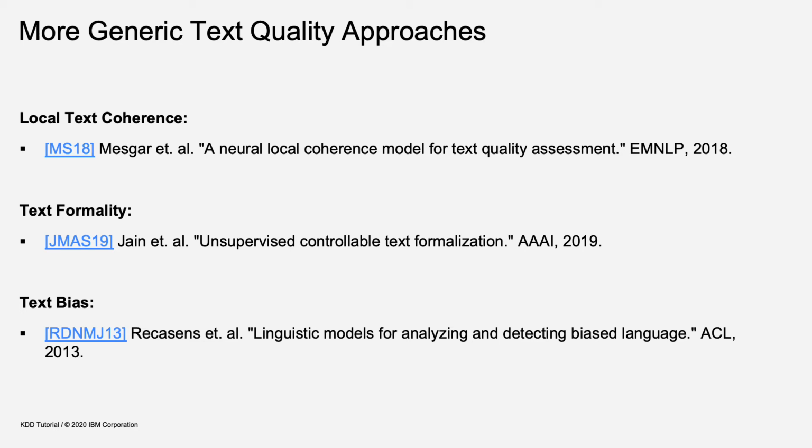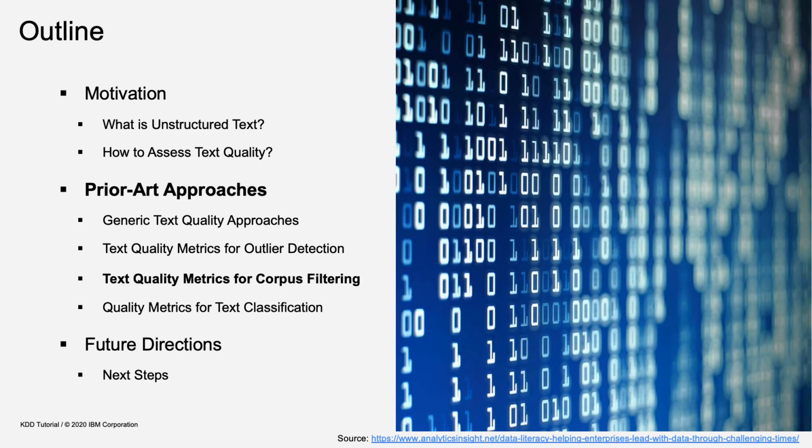Metzger et al. propose a local coherence model that captures the flow of what semantically connects adjacent sentences in a text using an LSTM-based deep neural network. Jain et al. propose an unsupervised approach for controllable natural language formalization. Requesens et al. propose a systematic framework to identify the bias-inducing words or phrases in a biased text. We will now look at some of the task-specific text quality approaches, and we will start with a few for text corpus filtering.